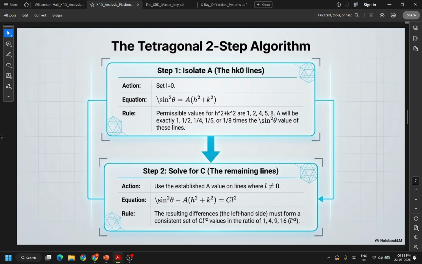Now using this relation, 1 by 4, 1 by 1 half, 1 by 4, 1 by 5, 1 by 8, if you put that here you will see that C l square will have ratios of 1, 4, 9, 16, because it has l square, so l can be 1, 2, 3, 4, 5, 6.